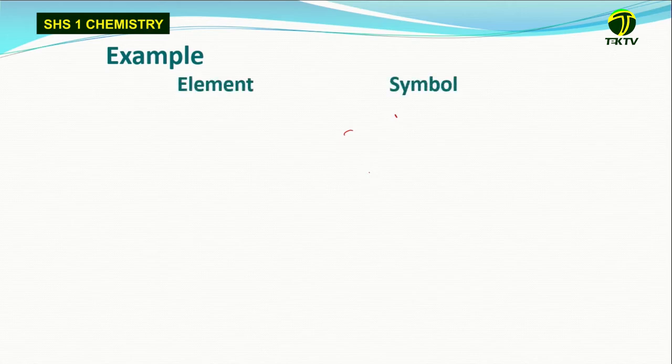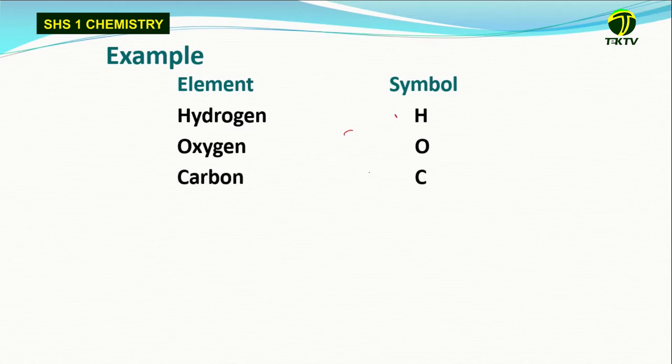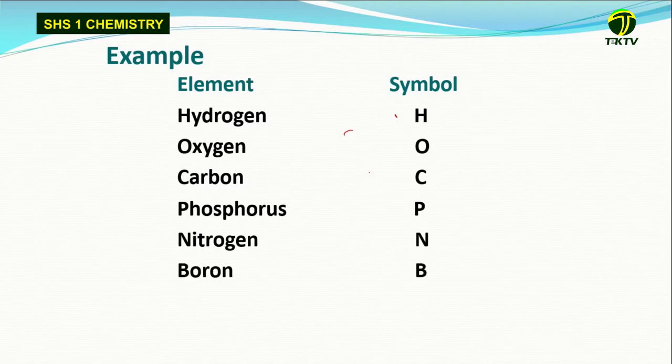If you look at the element and its symbol, we have hydrogen, which is represented by H. We have oxygen, represented by O. We have carbon, represented by C, as I mentioned. We have phosphorus, represented by P. We have nitrogen, N. And we have boron, B. We have sulfur, S. All these elements, you see that they are represented by single letters, and they are all the initial letters of their names, English names.